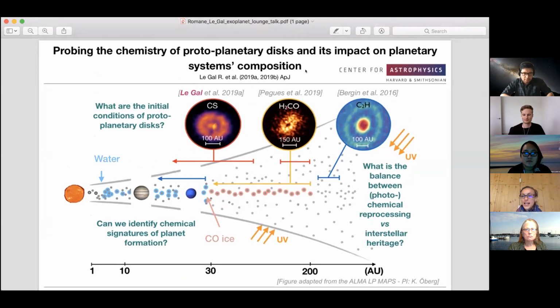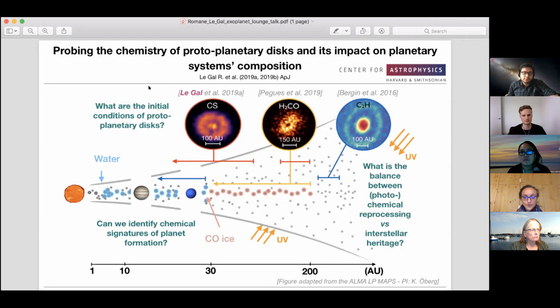So yes, as James said, I'm a postdoctoral fellow in Karen Oberg's group at the CfA. And so I'm going to present to you today some recent studies that we performed to probe the chemistry of protoplanetary disks and its impact on the planetary system composition.